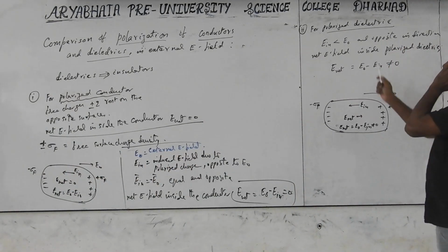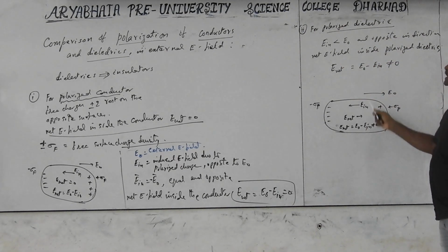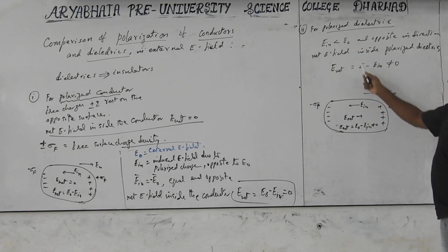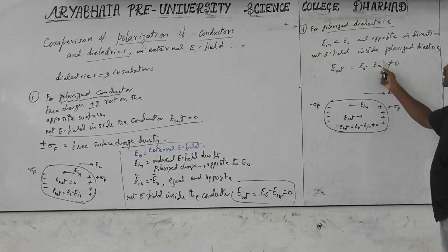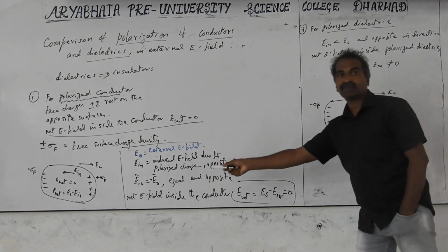But in the case of insulators, for a polarized dielectric, the induced electric field is less than the externally applied electric field and in the opposite direction. The net electric field inside the polarized dielectric is E0 minus E induced. But E induced is less than E0, therefore the difference is not equal to 0. So a polarized insulator has an electric field inside, but in a polarized conductor the electric field inside is 0.